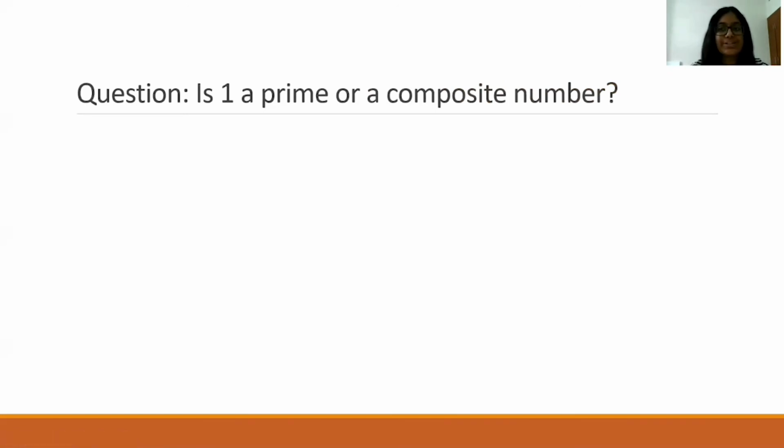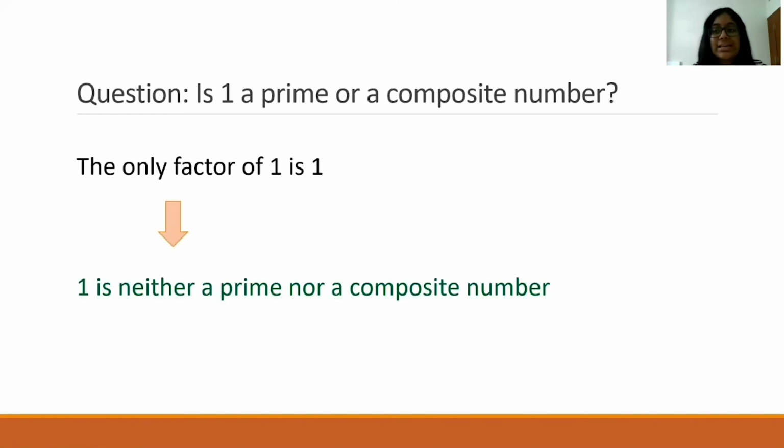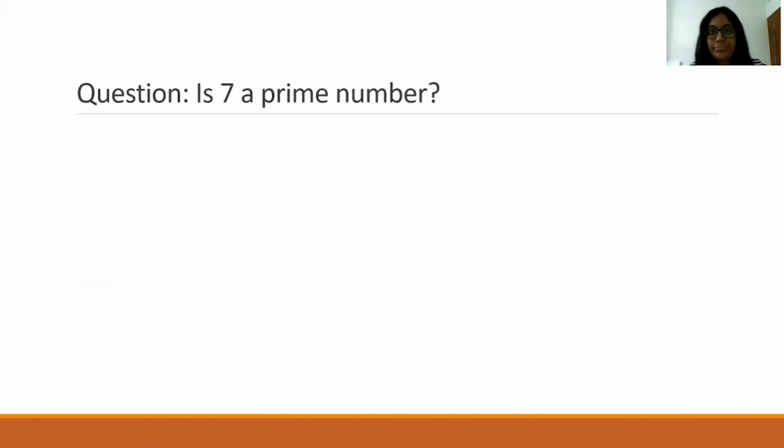Now let's do a question. Is 1 a prime or a composite number? The only factor of 1 is 1. So 1 is neither a prime nor a composite number. Because for it to be a prime number, it has to have 2 factors, and for it to be a composite number, it has to have more than 2 factors.